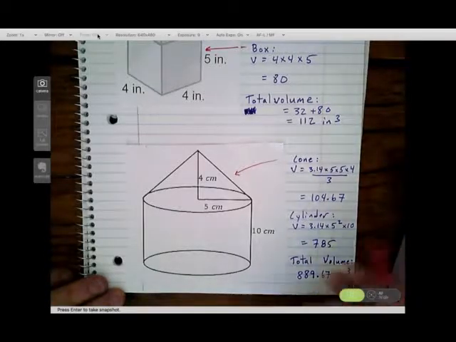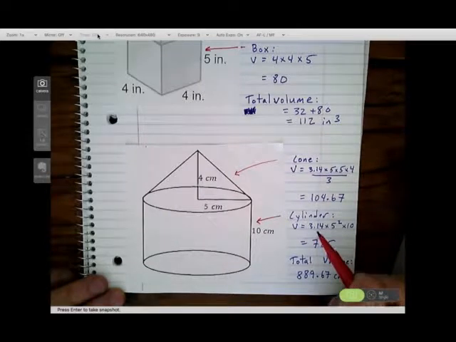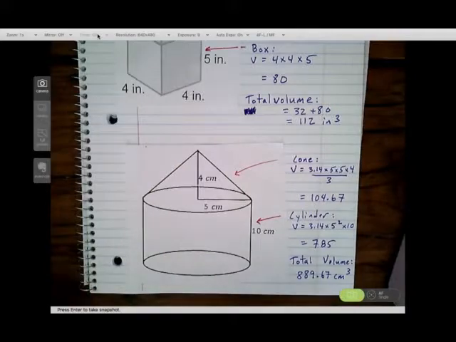Okay, there's the cone. Now we got to do the cylinder, so down here, and that is going to be pi times the radius squared times the height. So 3.14 times 5 times 5 times 10. And when you work that out, you get 785. And again, to find the total volume, we add these two up. So we take the volume of the cone plus the volume of the cylinder to get the total volume, which is 889.67 cubic centimeters. So that should get you through your assignment.